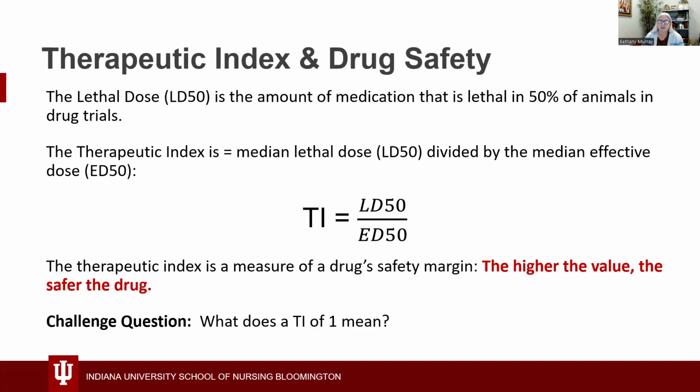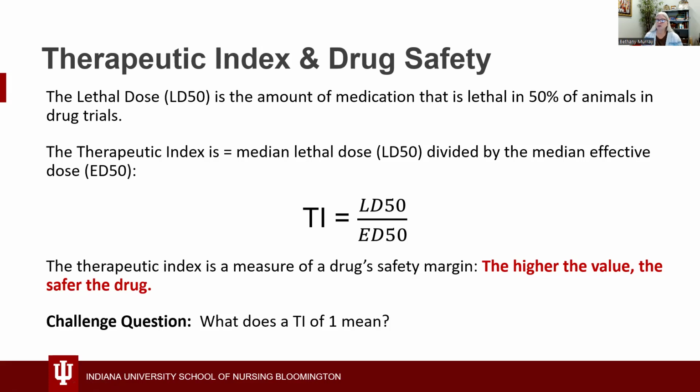So a therapeutic index is actually a mathematical formula, which is the lethal dose as determined by animal trials, divided by the median effective dose. So the dose that kills 50% of research participants, divided by the dose that is effective in 50%. This is called the therapeutic index, and it's a measure of a drug's safety margin. We do not want to prescribe a drug that's lethal to people, right? So the higher the value, the safer the drug is.